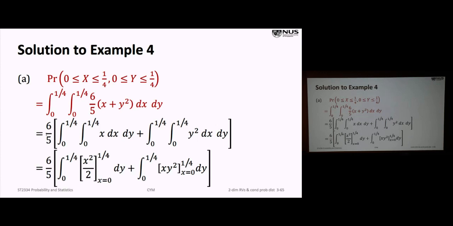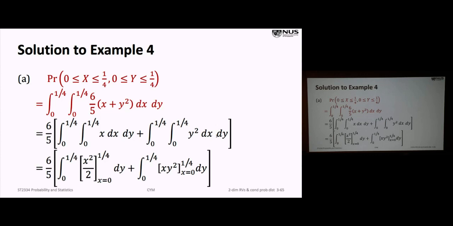Excuse me, and now the integral of a pair of additive functions is the sum of the integrals. Okay, so I take this one, I integrate x, dx, dy. These are my ranges, and I take y squared, dx, dy. Okay, and so now I just do these two double integrals.